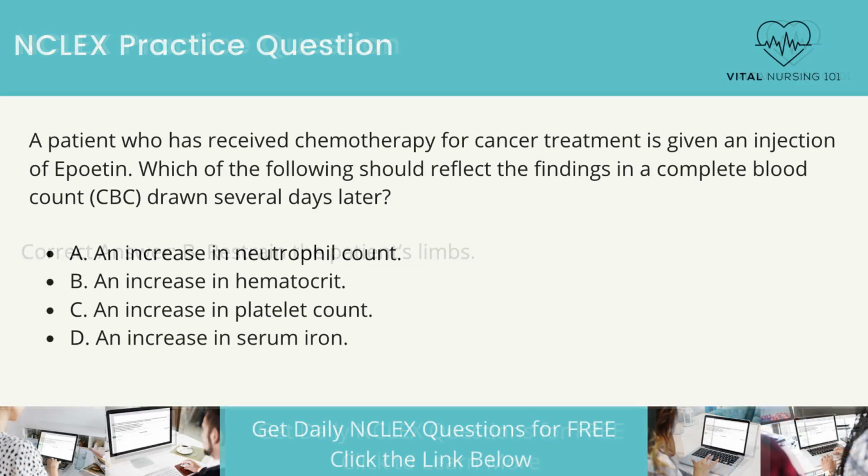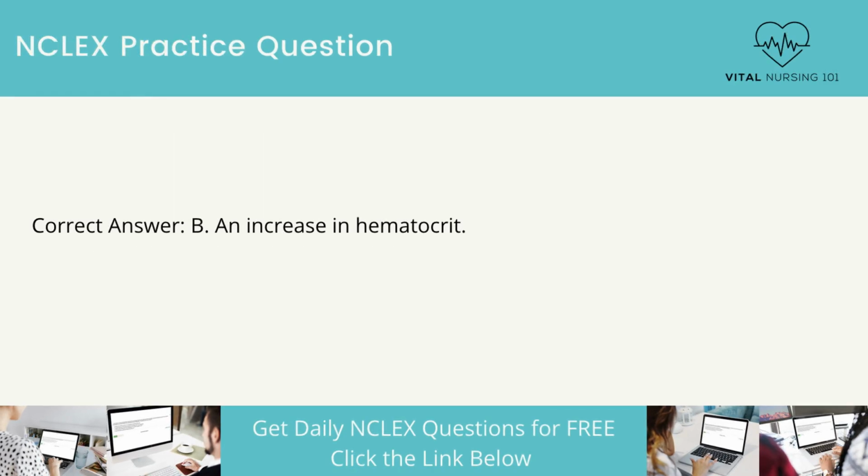A patient who has received chemotherapy for cancer treatment is given an injection of epoetin. Which of the following should reflect the findings in a complete blood count, CBC, drawn several days later? An increase in neutrophil count. An increase in hematocrit. An increase in platelet count. An increase in serum iron. The correct answer is an increase in hematocrit.